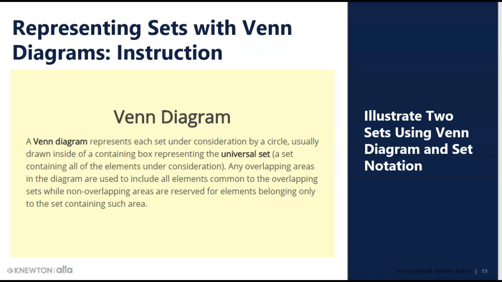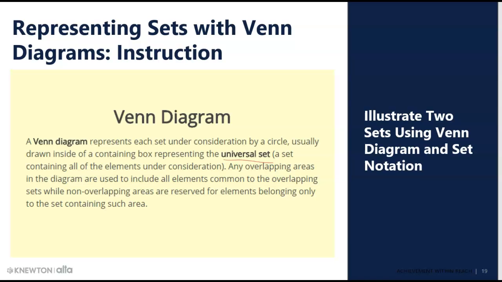So, these were invented by a man named John Venn. In a Venn diagram, each set under consideration is represented by a circle, usually drawn inside of a containing box, which represents the universal set. That's that rectangular gray area we've been talking about and dealing with. Any overlapping areas are used to include all elements common to the overlapping sets, and non-overlapping areas are reserved for elements belonging only to the set containing.